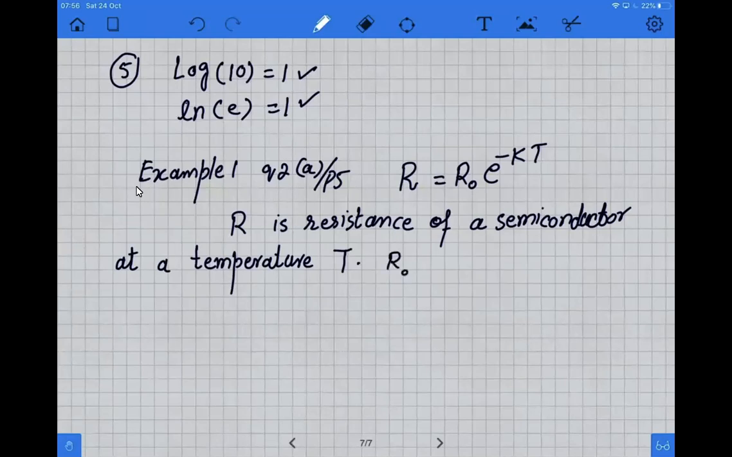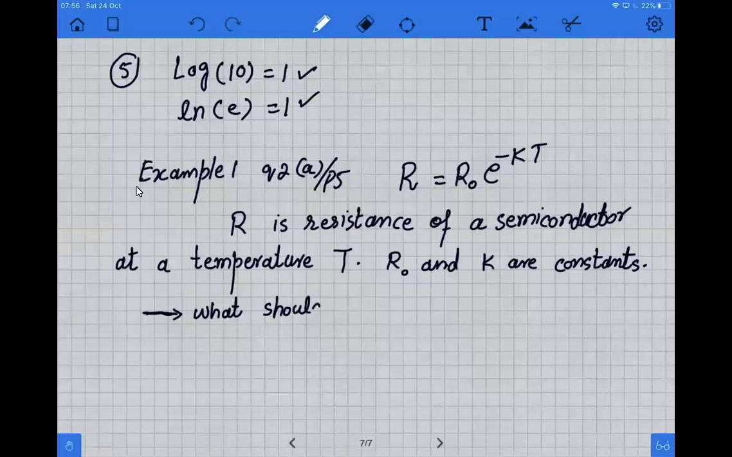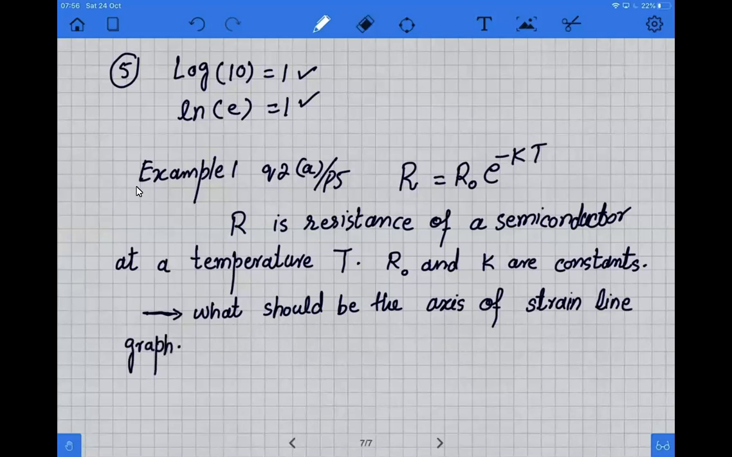R naught and K are constants. Now the question is, what should be the axis of straight line graph?